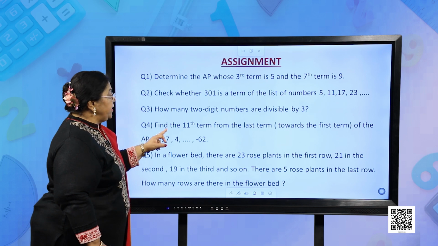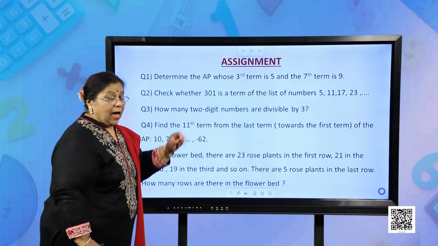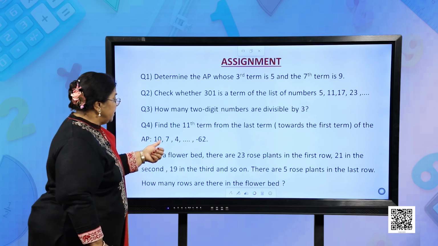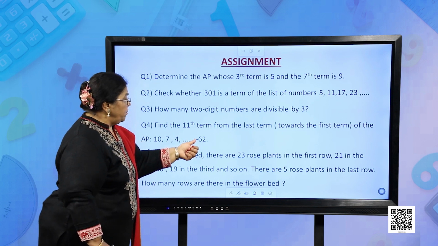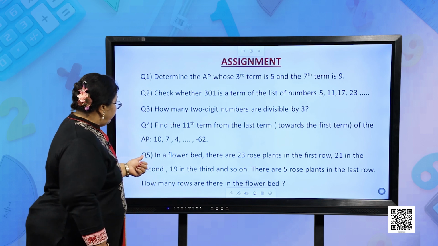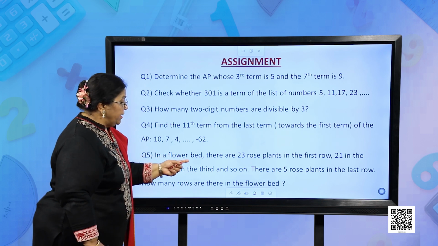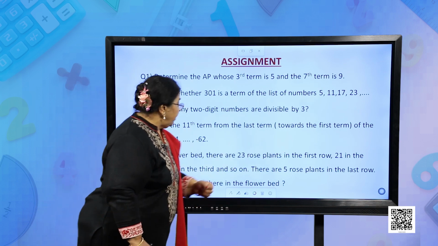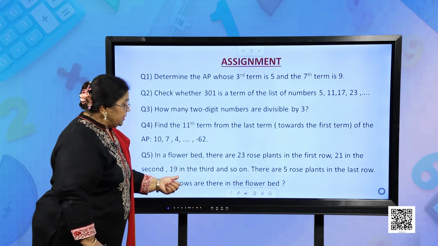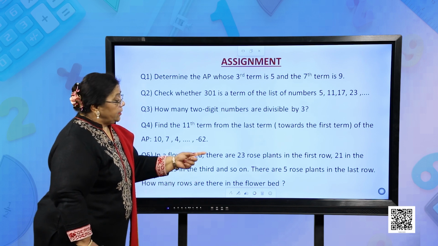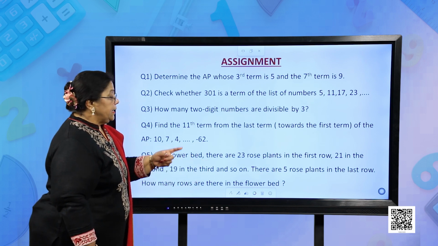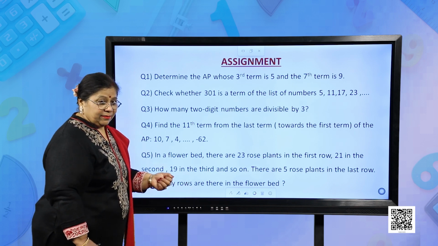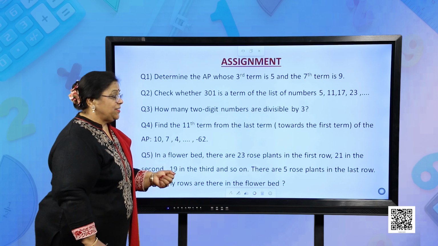Fourth question, find the 11th term from the last towards the first term of the AP 10, 7, 4, so on, minus 62. Fifth question, in a flower bed there are 23 rose plants in the first row, 21 in the second, 19 in the third and so on. There are 5 rose plants in the last row. How many rows are there in the flower bed? Simple questions, students, please try them.